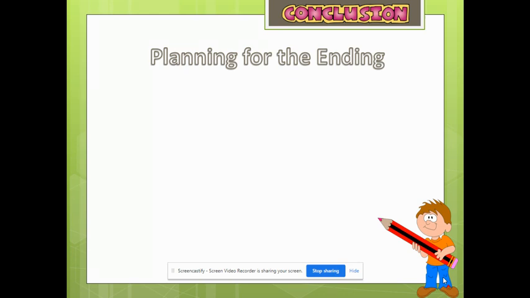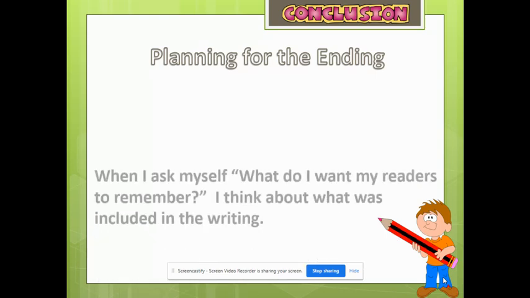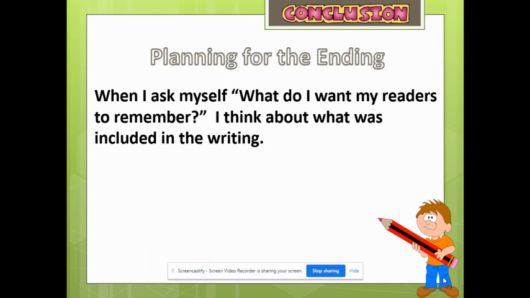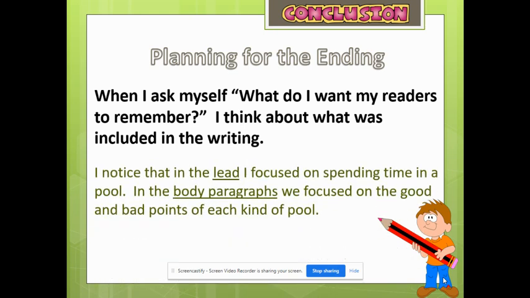All right, so now we read through those three paragraphs, the three body paragraphs, and we noticed that each paragraph talked about a different type of pool, three different types of pools. When I ask myself, what do I want my readers to remember, I think about what was included in the writing. I noticed that in the lead, the introduction, I focused on spending time in a pool. In the body paragraphs, we focused on the good and the bad parts of the pool. So each paragraph in the body of your essay had a good point and bad points about each type of pool.